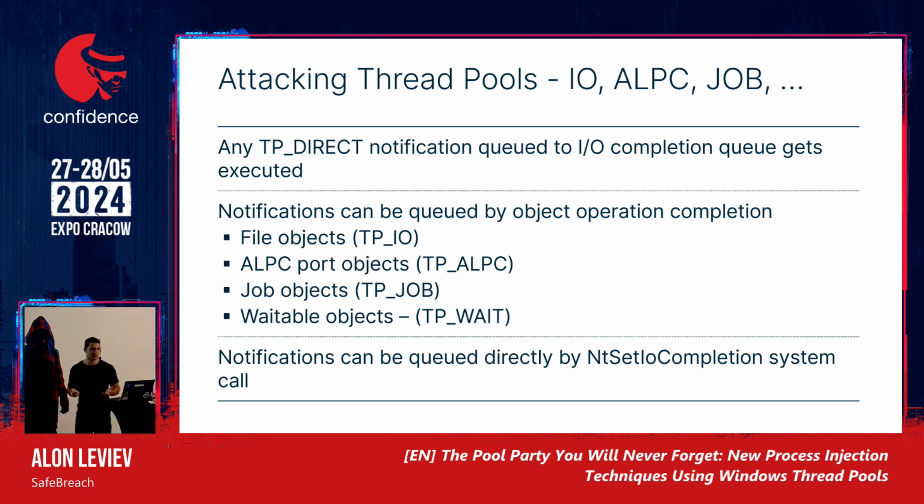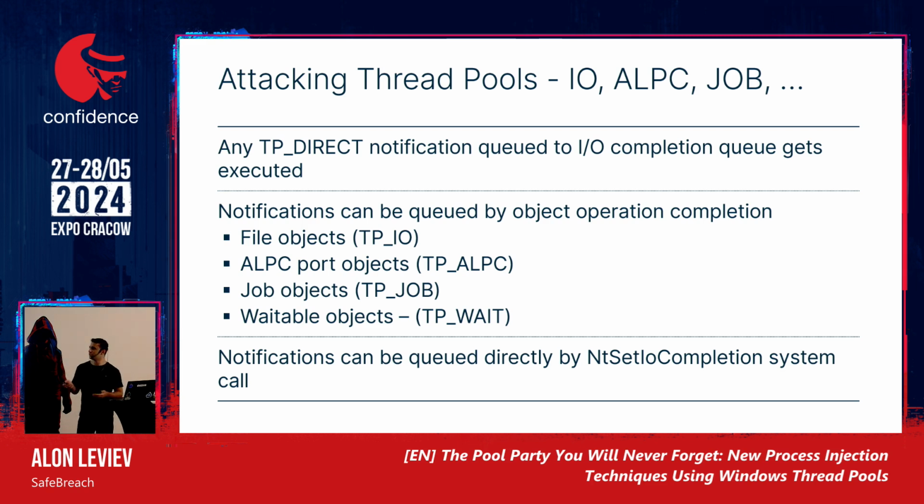And now you may ask yourself, how do we also insert the other asynchronous work items, the LPC, job, and wait work items? So basically, any TP_DIRECT notification to the queue will get executed at one point or another. So it's really all a matter of how we queue the notification to the queue. One way of achieving the queuing would be by utilizing Windows objects. And in this case, it would be very similar to the TP_IO abuse we just showed. It will involve associating the Windows object with the completion queue of the target process. And then any operation completion on this object will result in the work item being executed.